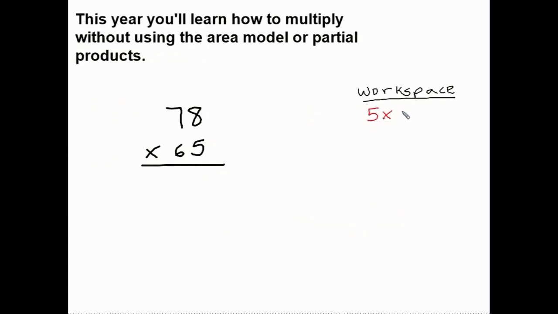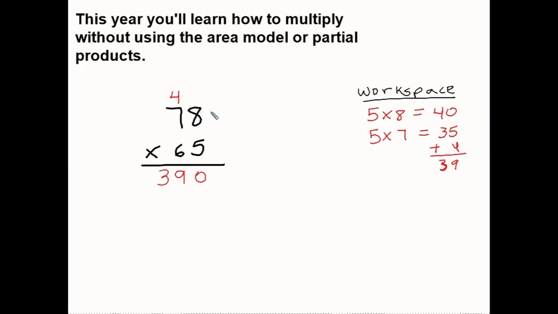I like to use a workspace on this side to record my work. This is what I'm thinking. So we take 5 times 8, we get 40, okay? And we're going to carry the 4. So we're multiplying without using the area model or partial products. Then we're going to take 5 times 7, and we get 35. But instead of jotting down 35, we're going to add the 4 that we carried over. And then we have 39. And since we have nothing to carry over now, we just jot 39 down.